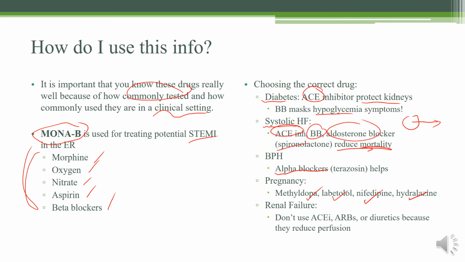And as for renal failure, as in very severe renal failure, you don't want to use ACE inhibitors, you don't want to use ARBs, and you don't want to use diuretics because they may reduce the perfusion to your kidneys and cause more damage.